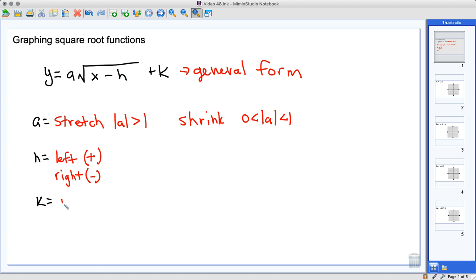And then k tells you whether it goes up or down. Okay, now this one is true. Up is positive, down is negative. So if it's plus 7, minus 7, up 7, down 7. Okay. Now, if there's a negative out in front, that tells you it's a reflection. Okay, we also call it a flip.